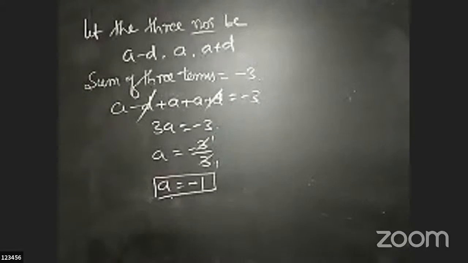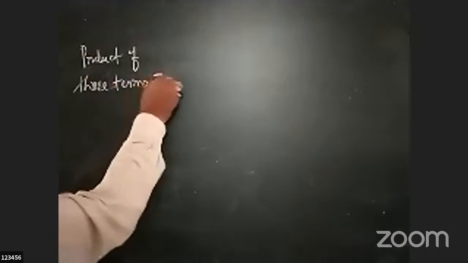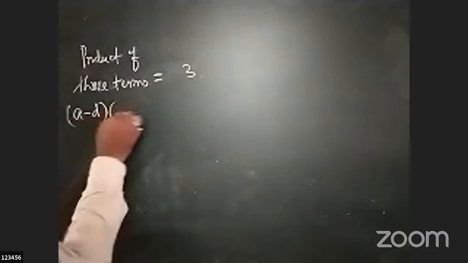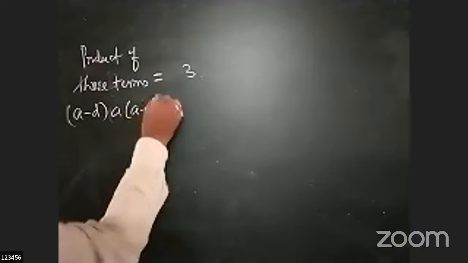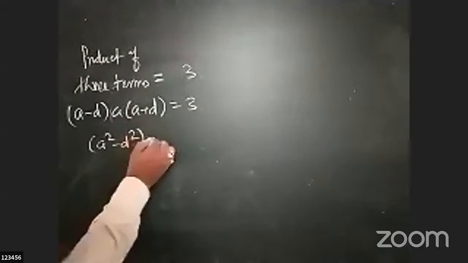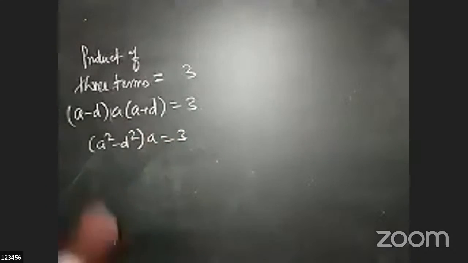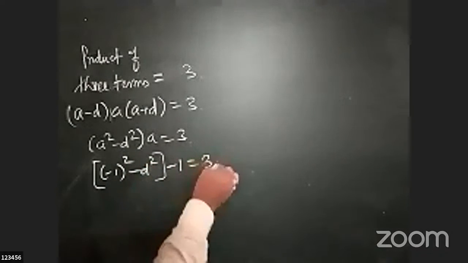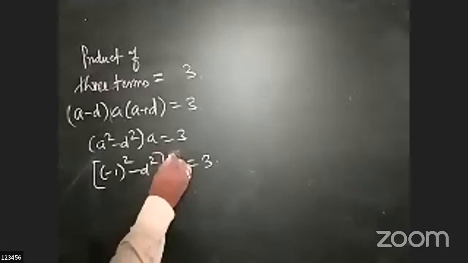Shall I remove this part? I hope all of you have completed this step. Product of the three terms is equal to 3. A minus B into A into A plus B is equal to 3. A square minus B square into A is equal to 3. Minus 1 square minus B square into -1 is equal to 3. Here also you put that -1 in the bracket only.